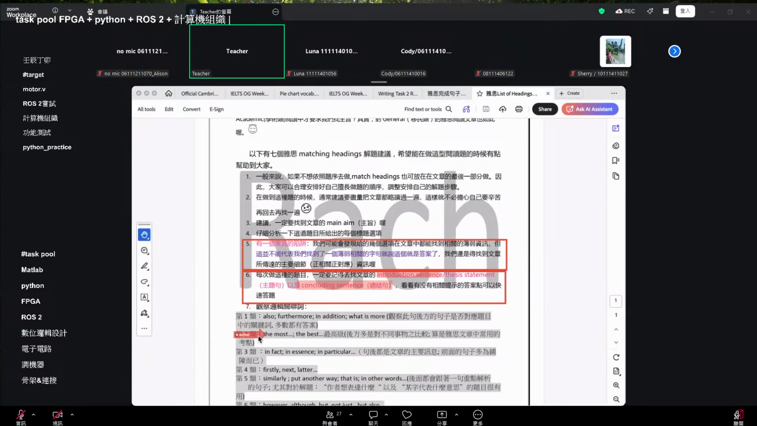Now, number 2, they say the most, the biggest. If they try to talk about the superlative, usually they try to prepare us for a comparison. Okay, so that could be seen that in this particular paragraph, they're trying to compare two things or maybe three things together. So we knew that this paragraph is about comparison.